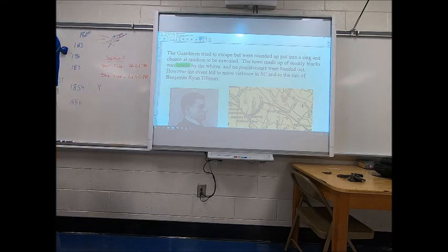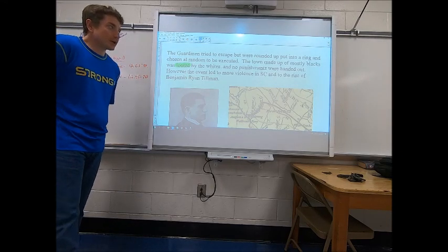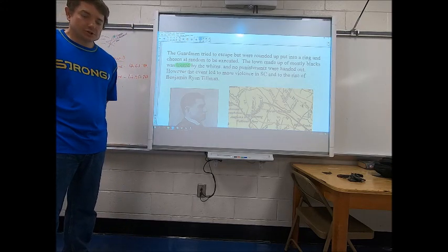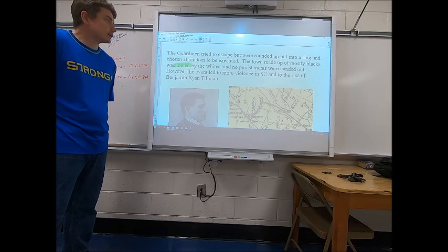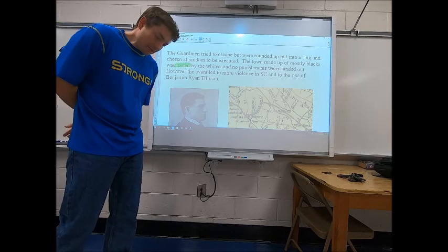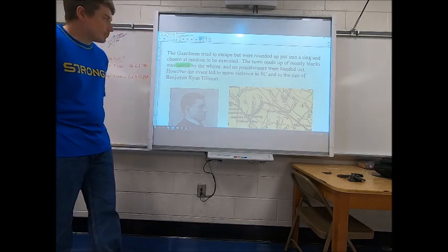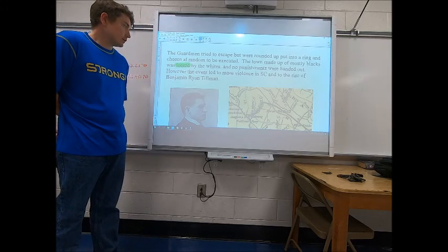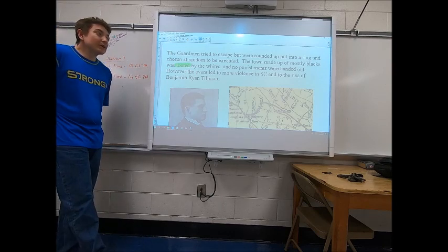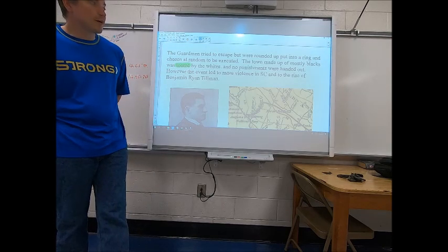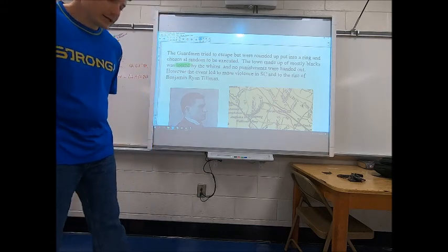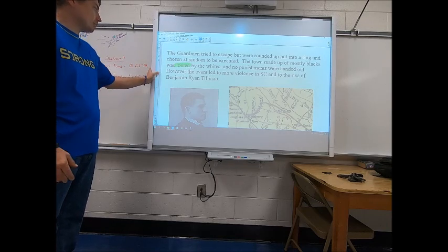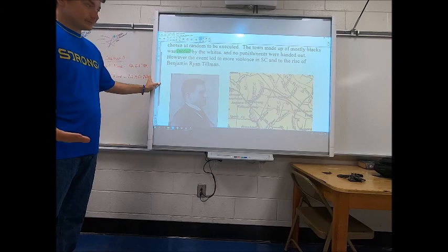The National Guardsmen tried to escape, but they are rounded up, put into a ring. They are chosen at random to be executed, and they are shot. They're told to drop their weapons and run, and then they shoot them in the back. The town, which was made up mostly of black people, is looted by the white people of the area. No punishments were handed out to any of the white people involved in the event. However, it is an event that leads to more violence in South Carolina, and the rise of a man named Benjamin Ryan Tillman, which we will talk about later. Needless to say, he's pretty racist.